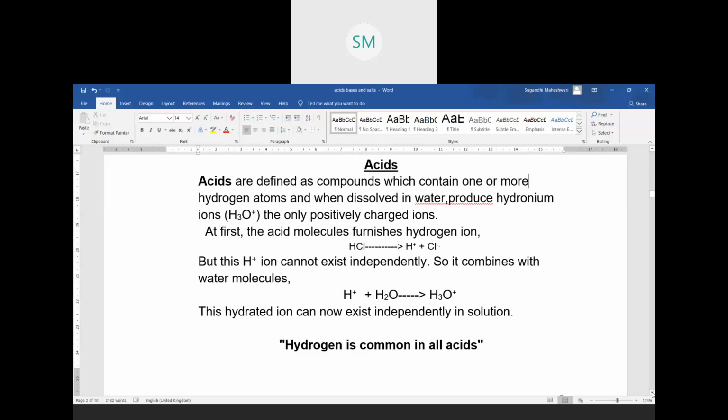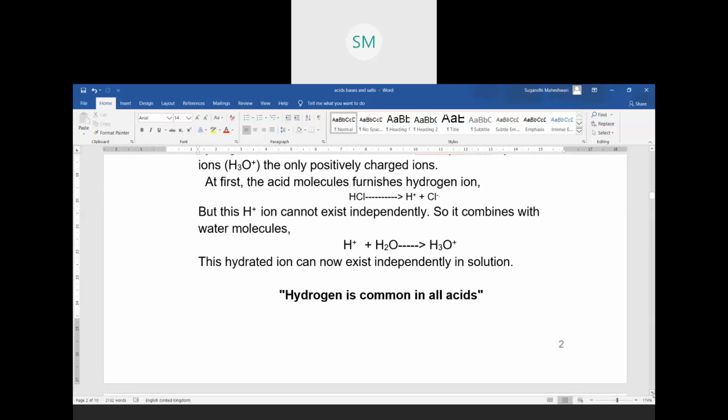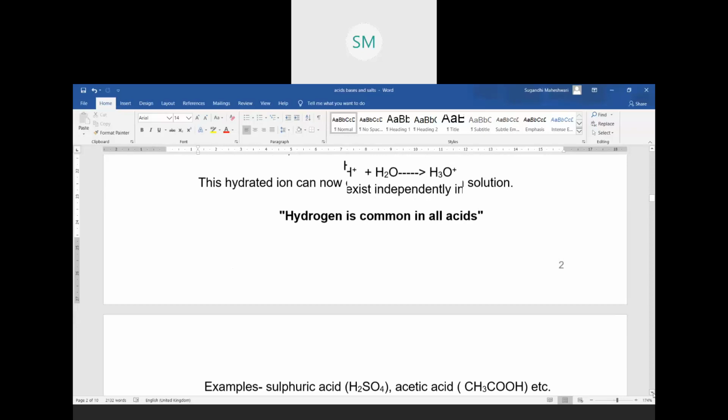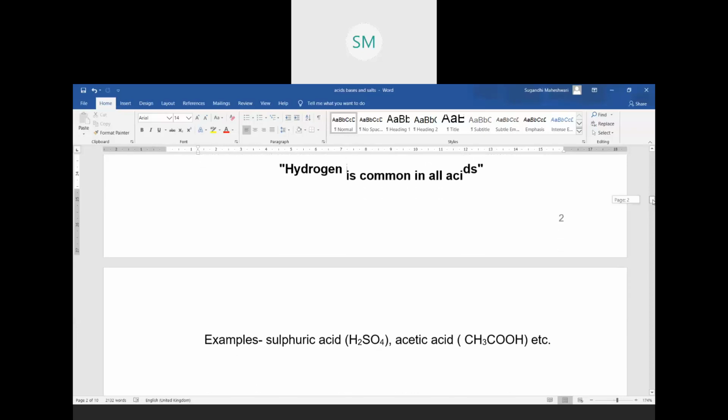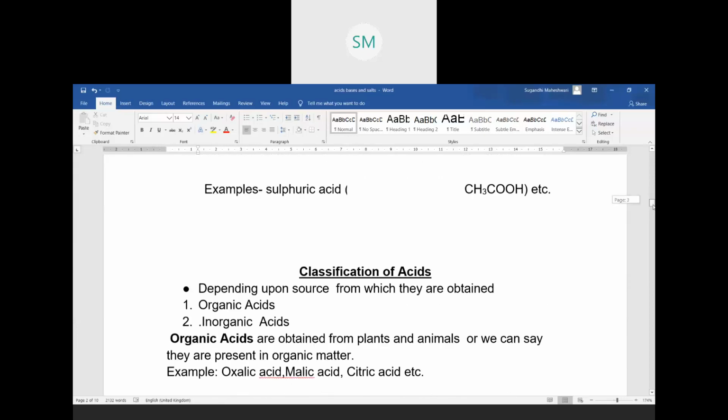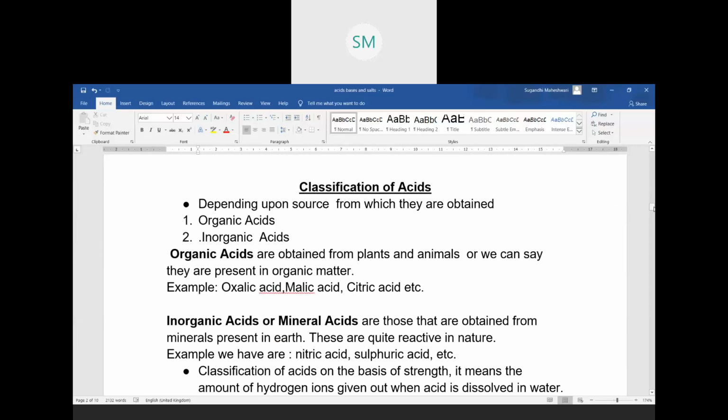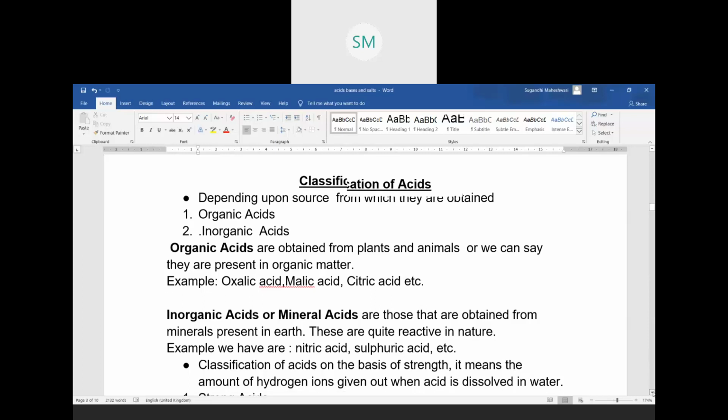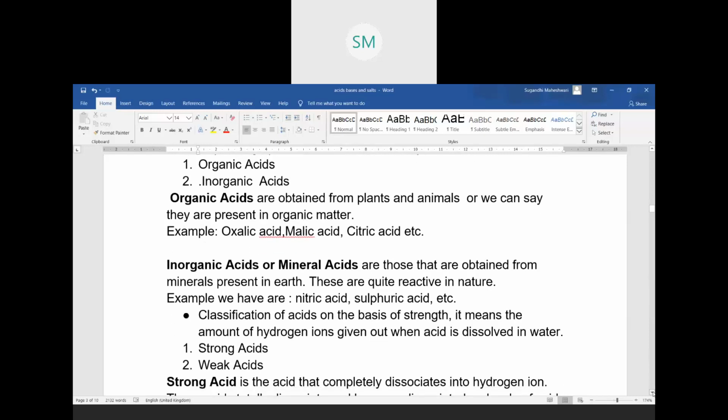Now we will move to classification of acids. The classification is based on the source, from what source we are obtaining the acids. It can be organic or it can be inorganic. Organic means derived from plants and animals. Generally, I can say that they are weak acids. Like if you place lemon juice on your hand, it will cause no harm. That is weak. In the next classification, we will learn what is weak and strong.